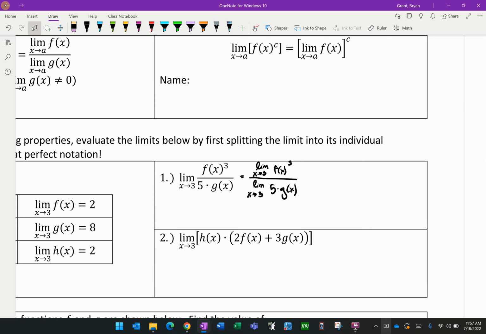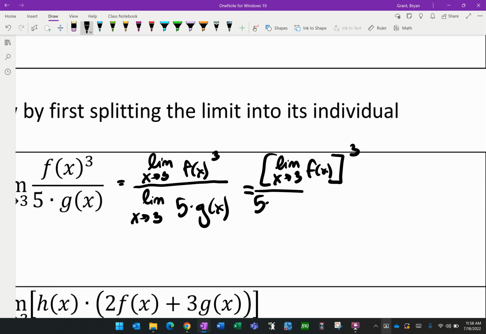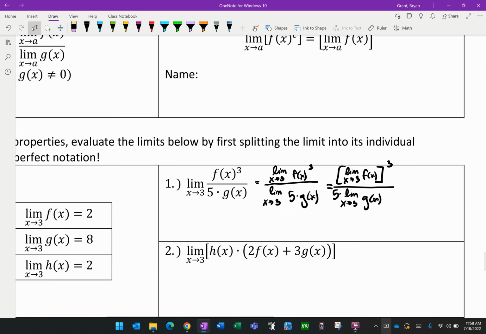Instead, I'm going to say, based on the law up above, I'm allowed to just find the limit as x approaches 3 of f of x, and then once I'm done with that, I can cube my answer. And then same thing down below. There's this 5 here, so I'm allowed to factor this 5 out, and then we're just going to find the limit as x approaches 3 of g of x. So we've now broken this down into smaller pieces of which I know the answer.